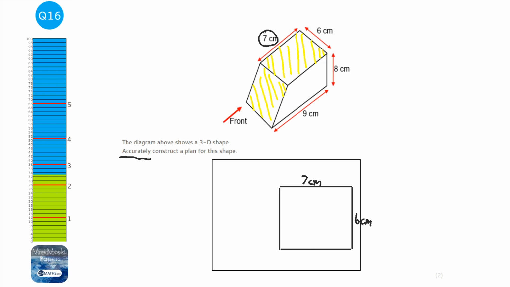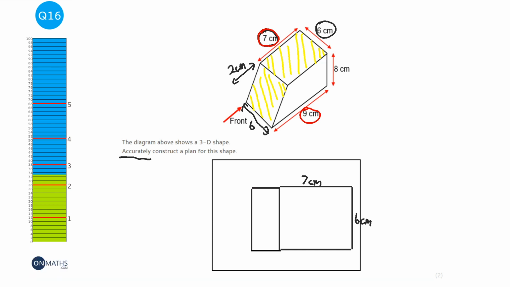Now, the difficulty is going to be the last bit. Well, we know it's going to be 6 across because it's the same as this one here. But what's the width going to be? What's this one going to be here? Well, if this one here is 7 and this one here is 9, what's left over? Well, there's 2 centimeters left over. So it's going to be 2 centimeters in width. So 2 centimeters there. And this one obviously is going to be 6 centimeters, the same as the right hand one.